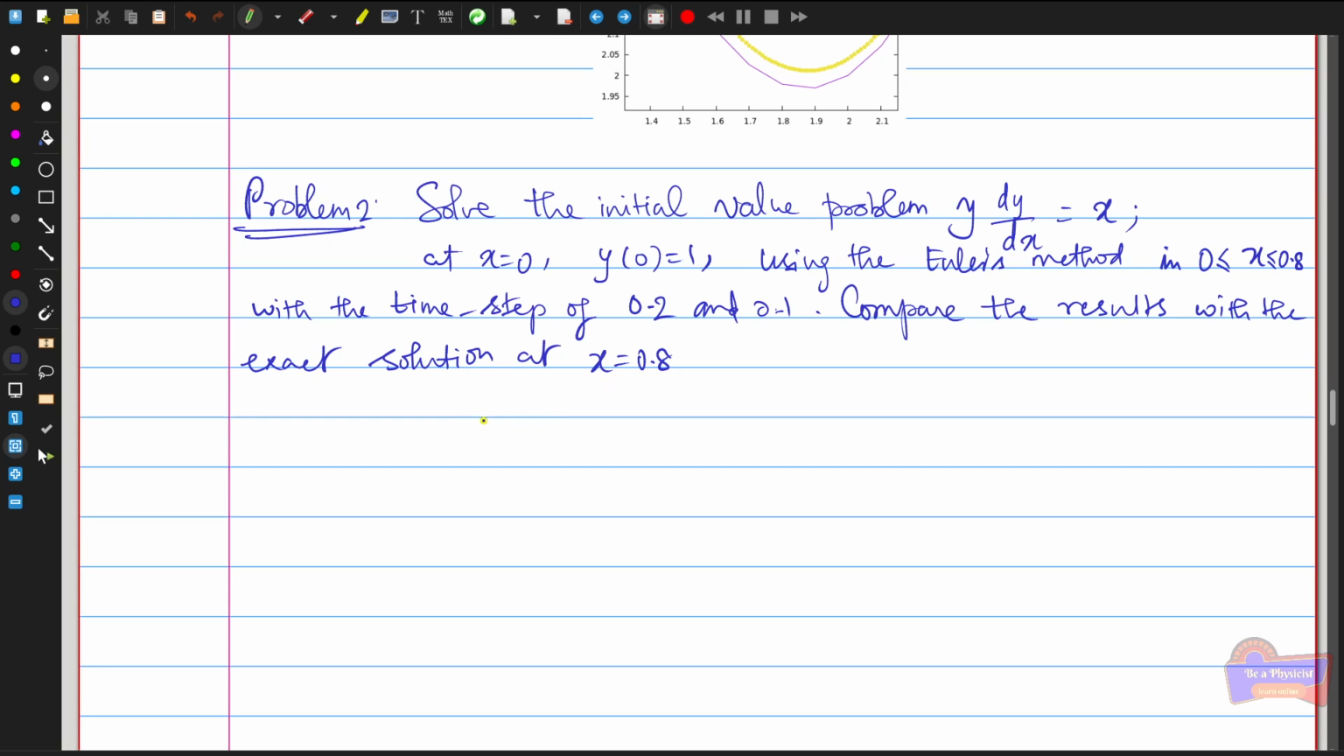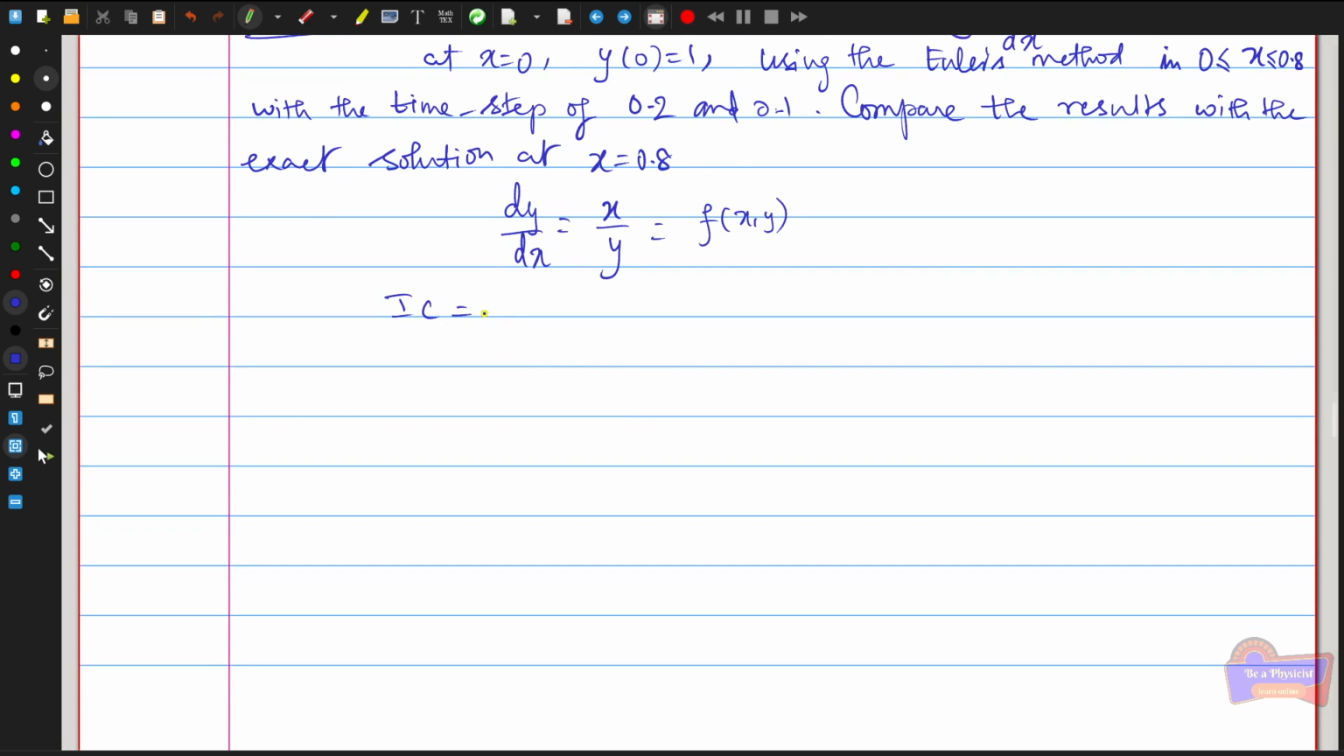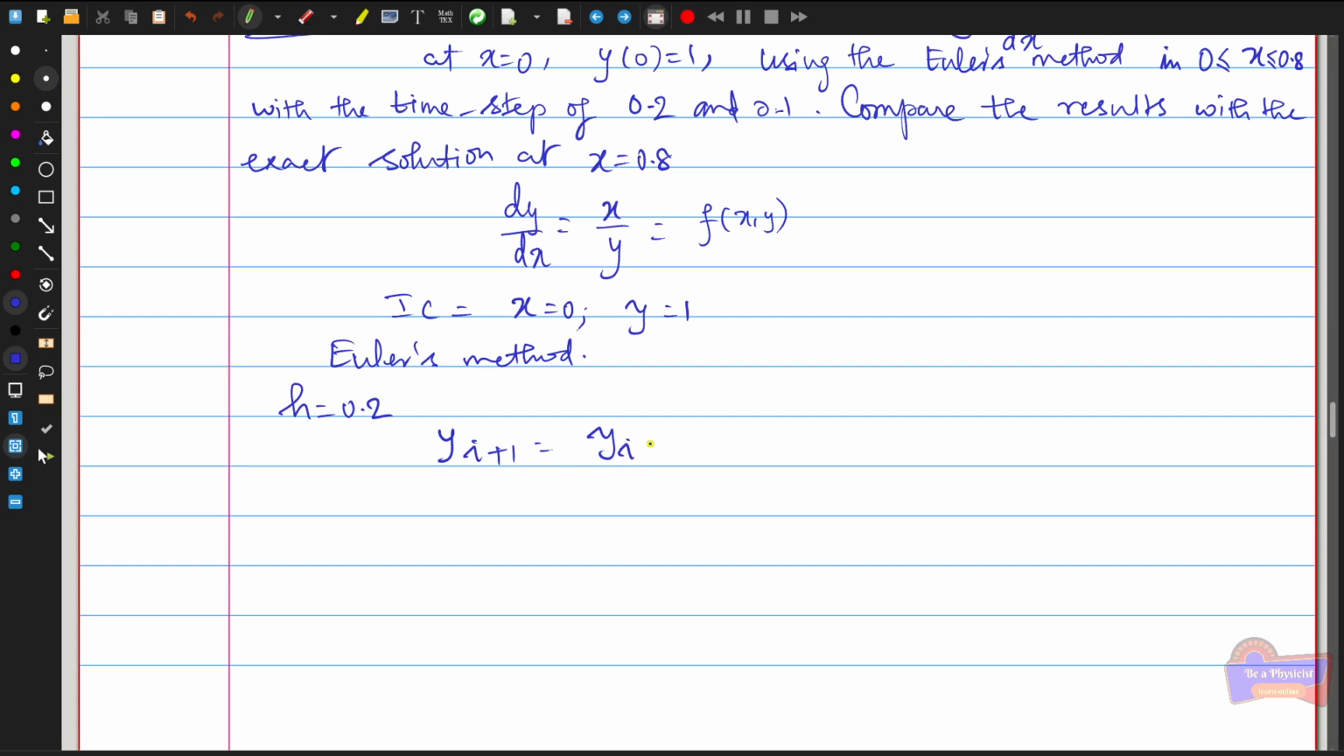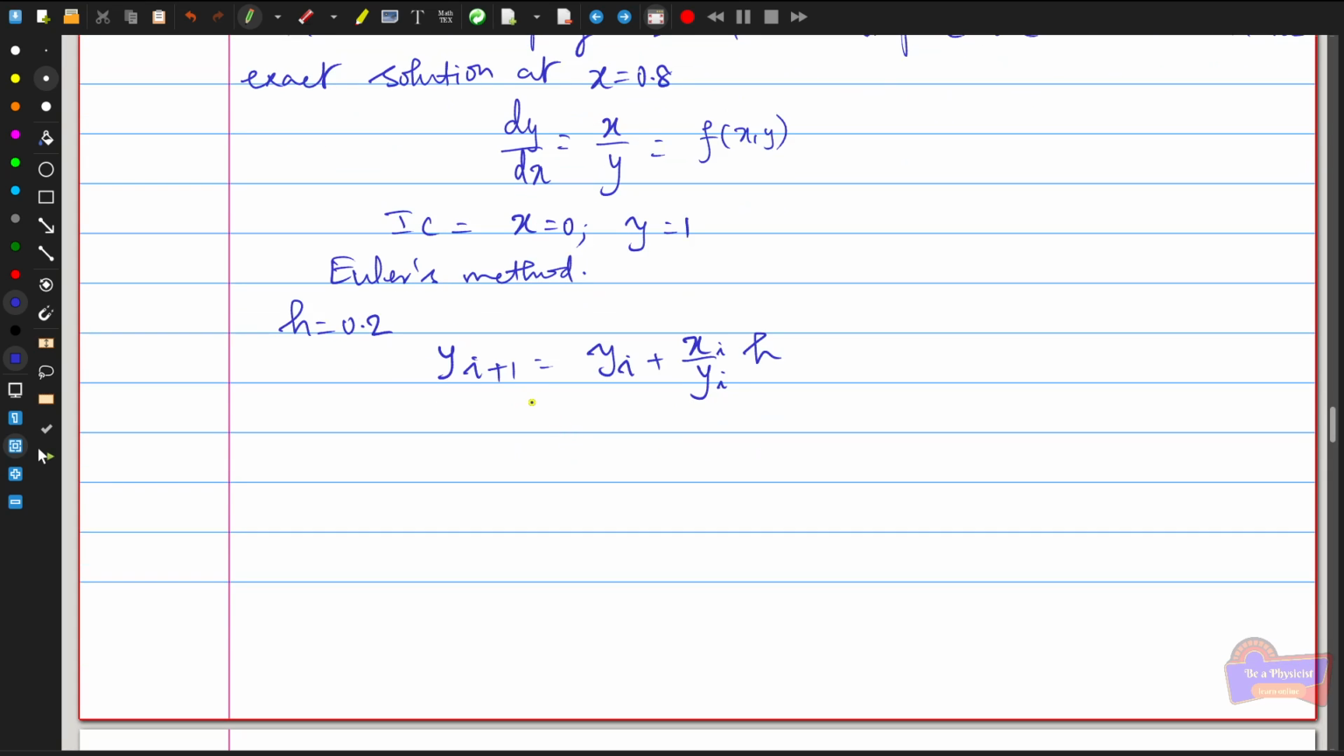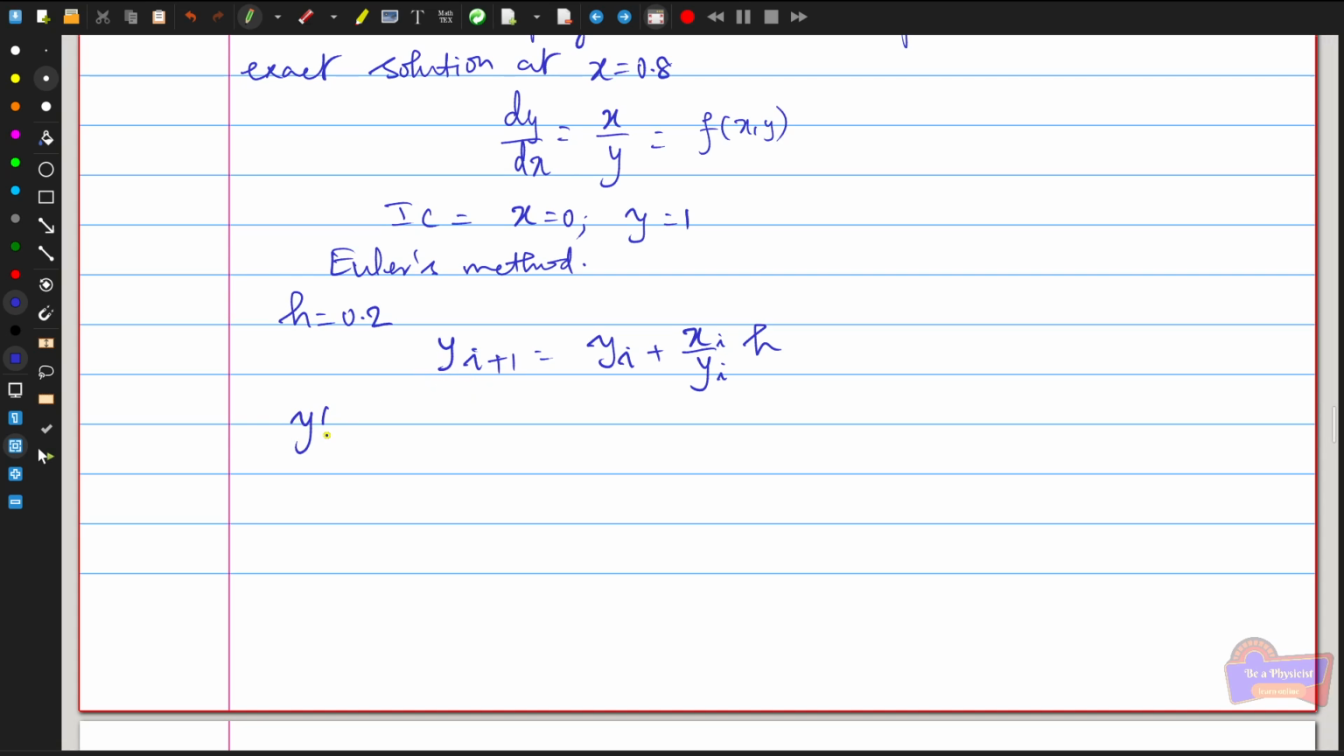Okay, so the value of dy by dx is nothing but x divided by y, which is our function f of x, y, and the initial condition is given as x is equal to 0, y equal to 1. So this is the initial condition, and we already know Euler's method. At h is equal to 0.2, which we are going to calculate first, Euler's method gives y of i plus 1 equal to y of i plus the slope, which is x divided by y, that means x i divided by y i, multiplied by the time step h.